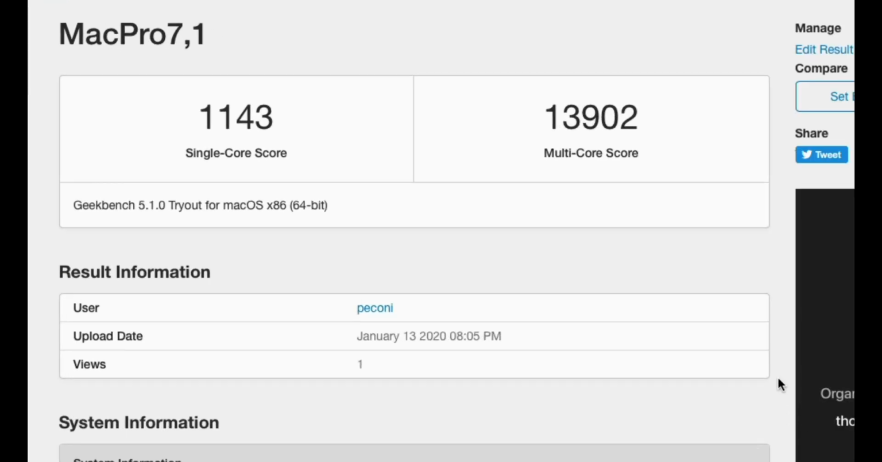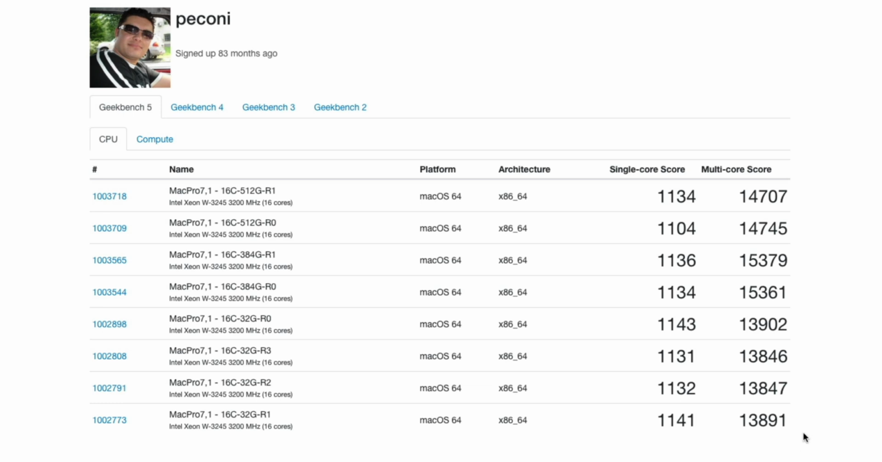So the best run we had with 32 gigs of RAM was 1143 for single core and 13902 for multi-core score. I ran the original test with 32 gigs of RAM 4 times just to establish a baseline. And the best performance we got and the best score were 1143 for single core and 13902 for multi-core.